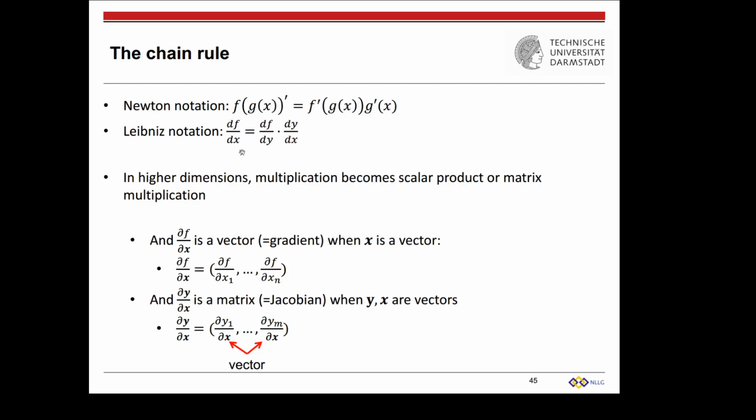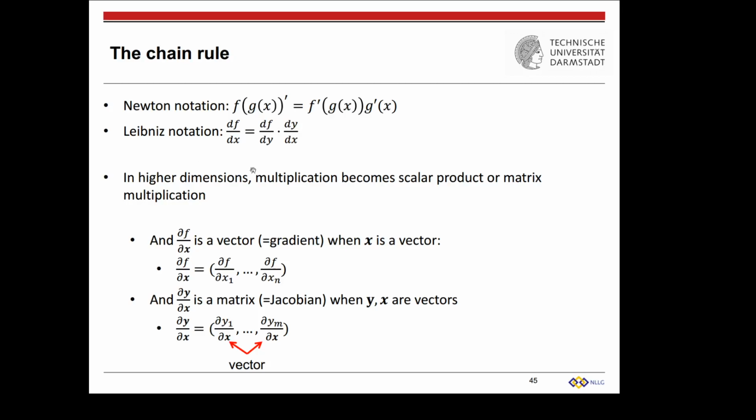The Leibniz notation has one advantage in terms of memorization. It's easy to memorize if you think of this product as being cancelable, so that you could cancel the numerator here and the denominator here, even though of course in correct mathematics this is not allowed, but this is a way to memorize the formula.